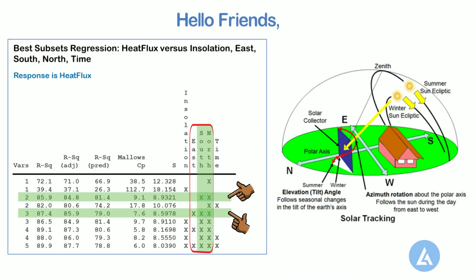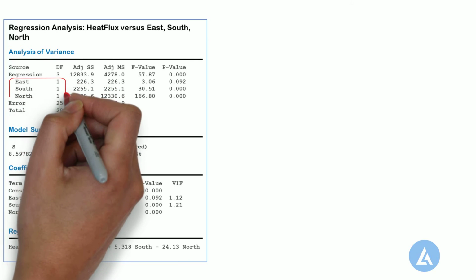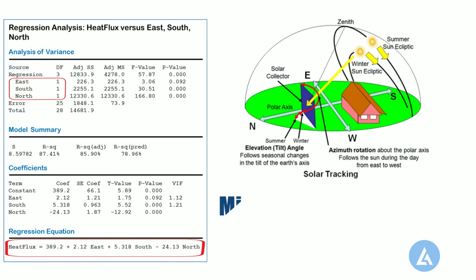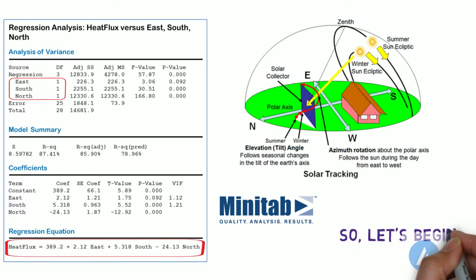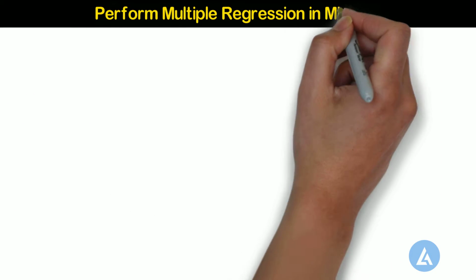In this video, we are going to learn the use of multiple regression analysis to analyze the impact of these three predictors on our response heat flux. I am going to explain this important tool in Minitab for easy understanding and better clarity. So, let's begin. Perform multiple regression in Minitab.